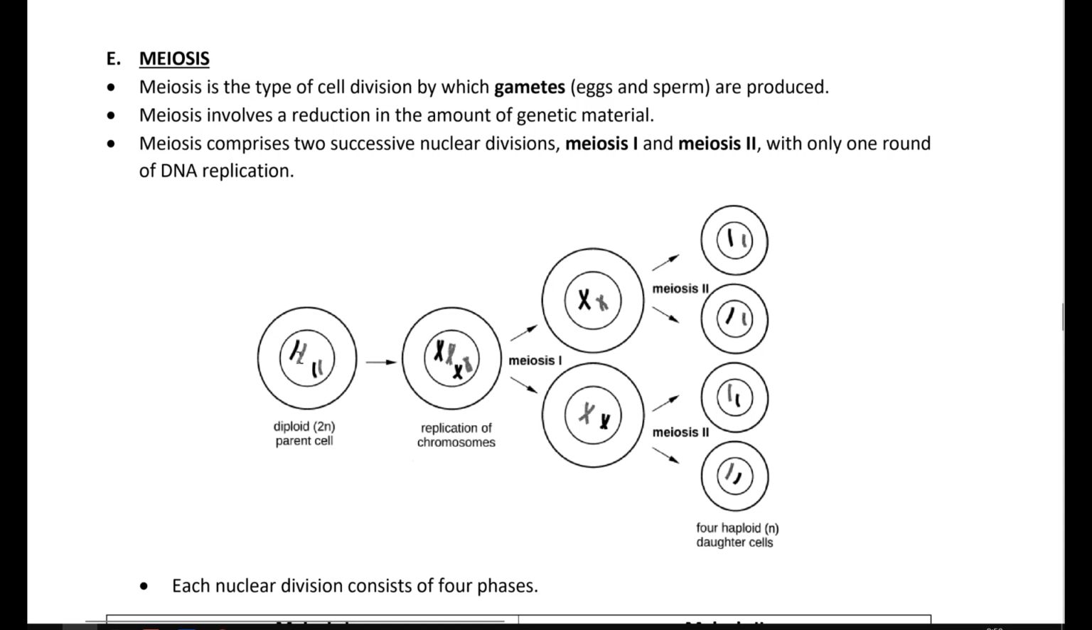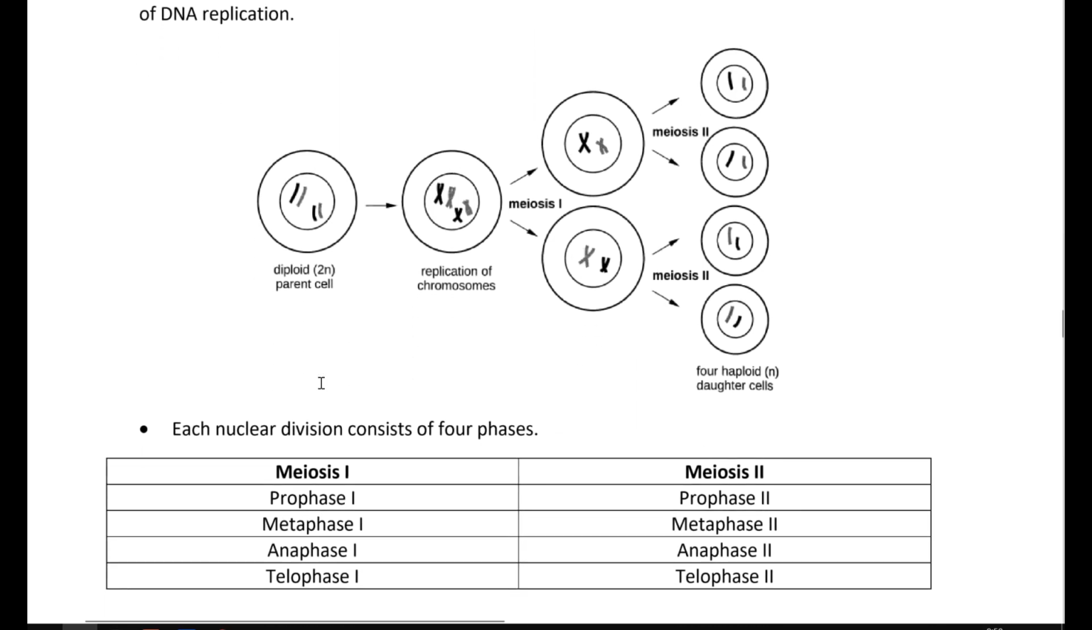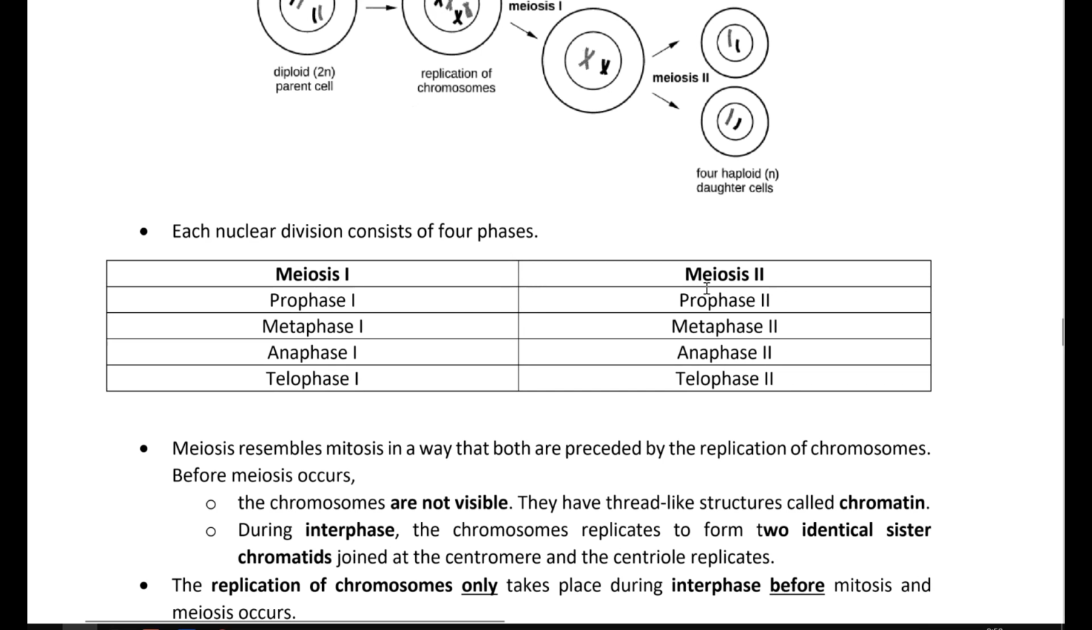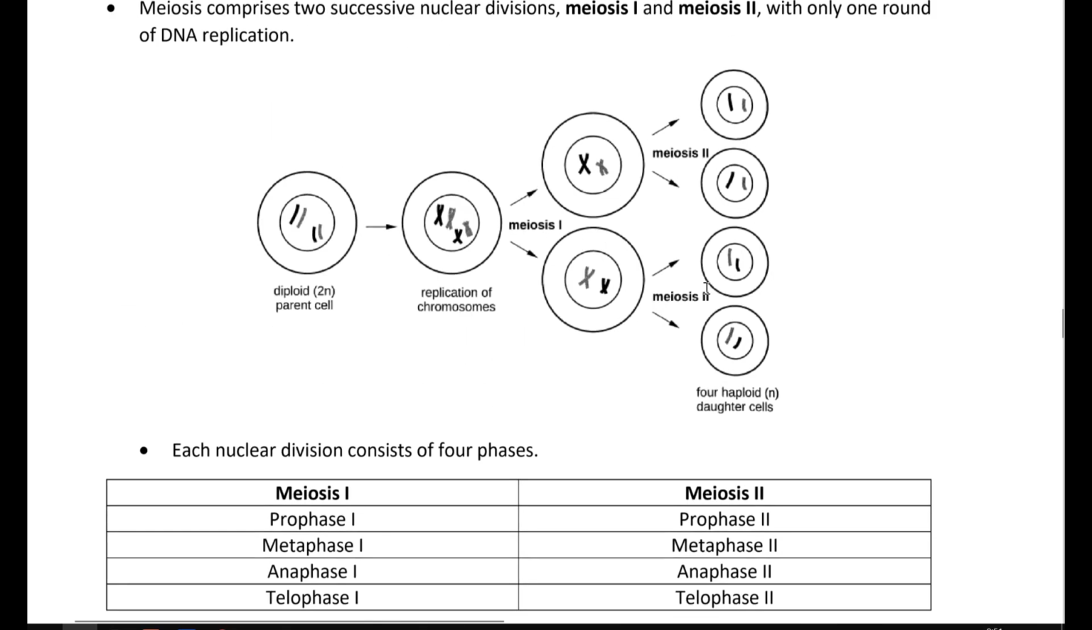Okay, so diploid parent cell over here. You have got two phases, meiosis 1 and meiosis 2. Replication only takes place before the meiosis. Once meiosis has started, there is no more replication. So there is a diploid parent cell, and this diploid parent cell will then duplicate. Once it duplicates, it will have meiosis 1 immediately. Then after meiosis 1, it immediately enters into meiosis 2. There is no interphase between meiosis 1 and meiosis 2.